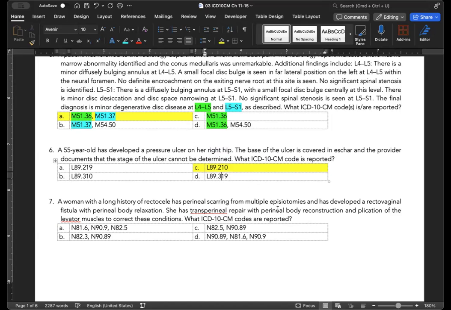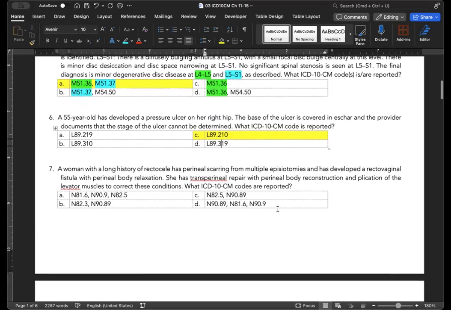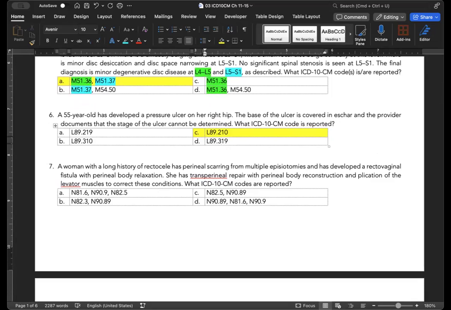Number 7, a woman with a long history of rectocele has perineal scarring with multiple episiotomies and has developed a rectovaginal fistula with perineal body relaxation. She has a transperineal repair with perineal body reconstruction and plication of the levator muscles to correct these conditions.